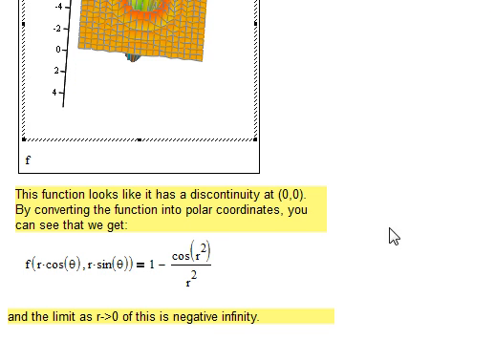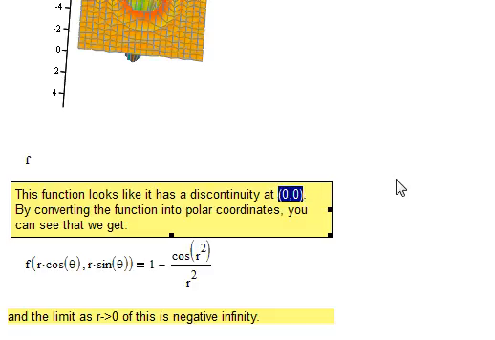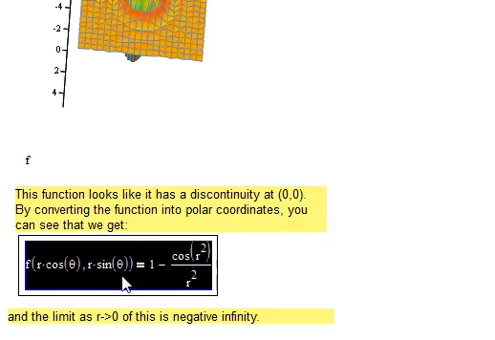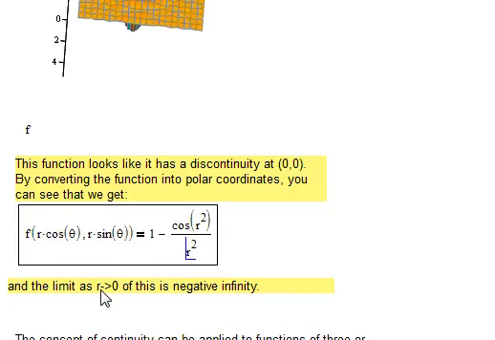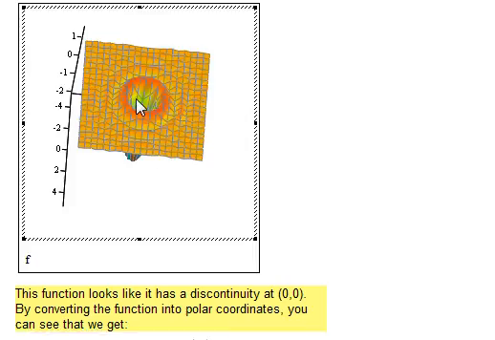So it looks like it has a discontinuity at 0, 0, that's for sure. And by converting the function to polar coordinates, you can see we'll get f of r cosine theta, r sine theta, that's f of xy, equals 1 minus cosine r squared over r squared. And as r goes to 0, this is 1 minus 1 over 0. So 1 minus infinity, and so that goes to negative infinity. So therefore, that one's discontinuous at the origin, at the point 0, 0.